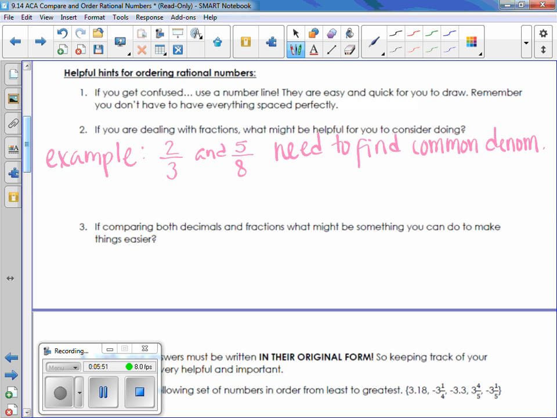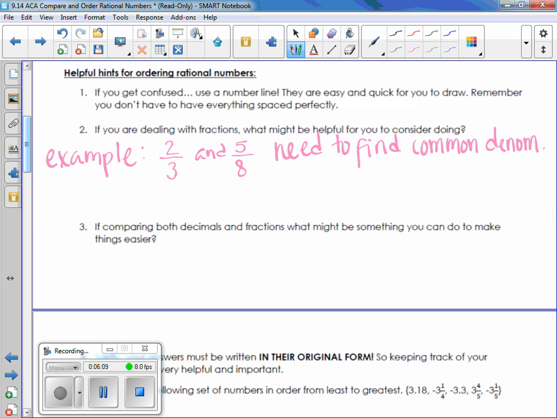I just put common denominator. So what's a number that both 3 and 8 can go into cleanly? What number? 3 and 8, my two denominators. So I heard Sosa just said 24. Do we agree? Yeah, I think that was smart.